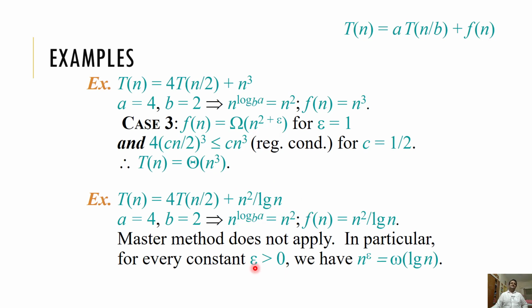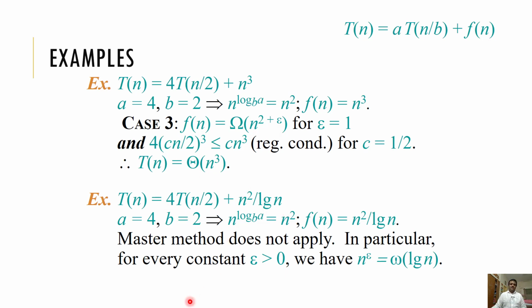Now which case is this coming under? If you see, this is between case 2 and case 3. This is not coming under any case. So here the master method fails. Even though this recurrence is of this form, the master method cannot give us the solution for this recurrence. So sometimes it may fail. So this is one example where the master method fails.